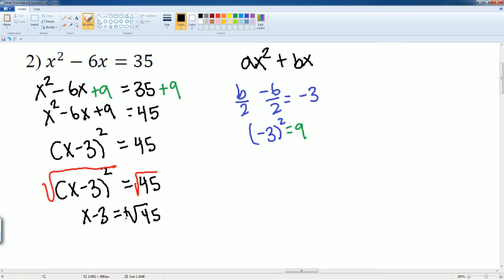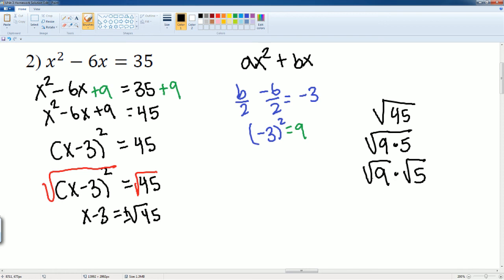Remember, it's plus and minus. I'm going to do this on the side. Remember, the square root of 45 can be broken down into the square root of 9 times the square root of 5. Put it in its individual radicals. Radical 9 can be broken down into 3. So this can be broken down to just 3 radical 5. So it's x minus 3 is equal to plus and minus 3 radical 5.